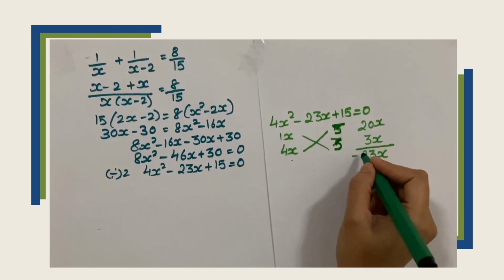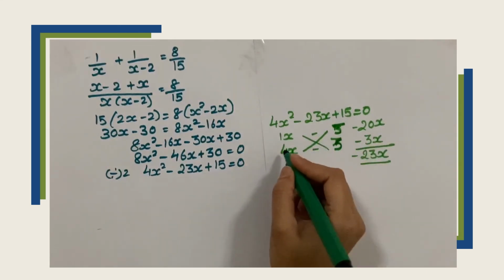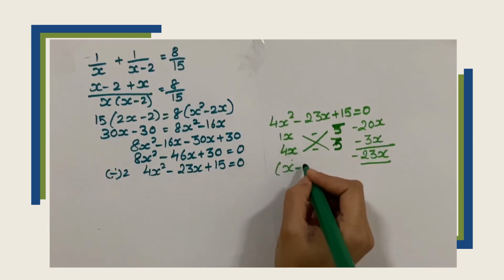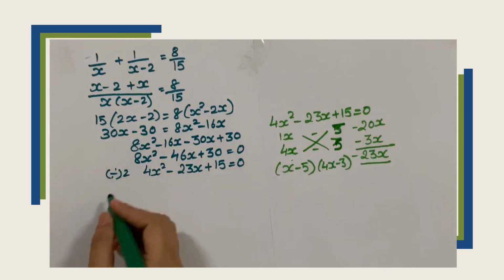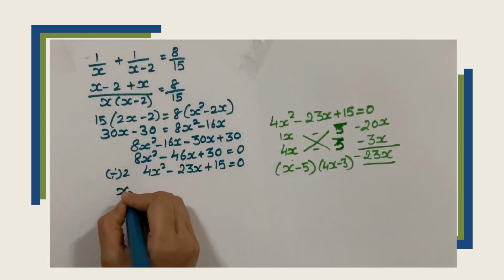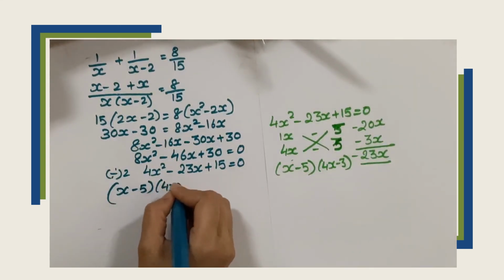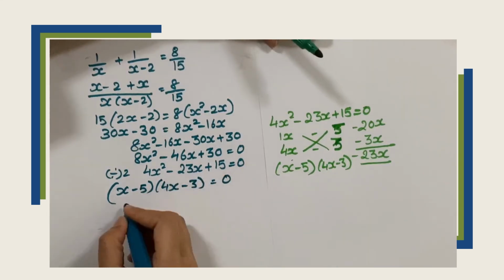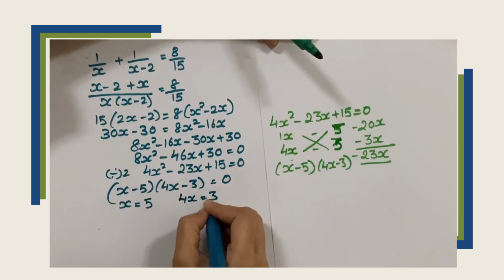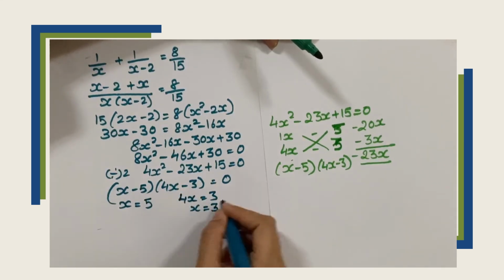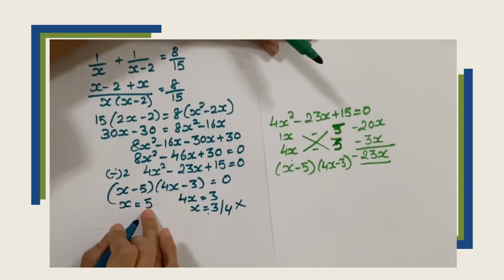And the sum should be minus 23x, so both should be negative. So negative sign in both. And the factors of this are x minus 5 and 4x minus 3. So let's write here: the factors are x minus 5 and 4x minus 3 equal to 0. So x equals 5 and 4x equals 3, so x equals 3 by 4, and this will give a negative result. So let's not take this x value, take the x value which is 5.